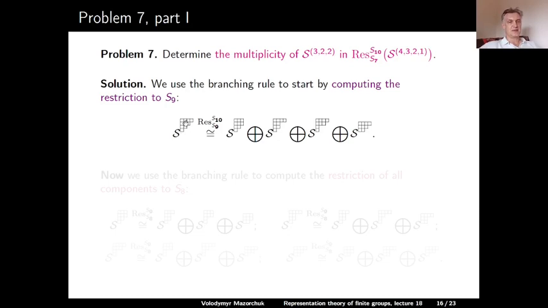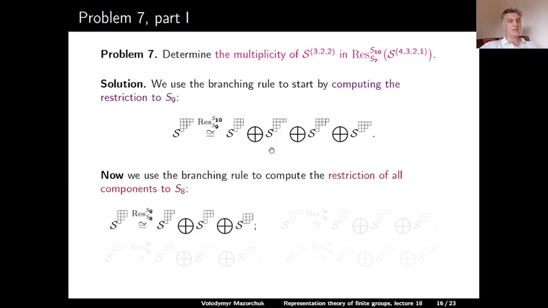If we restrict S(4,3,2,1) to S9, we get a direct sum of Specht modules indexed by partitions obtained from (4,3,2,1) by removing a removable node. If we remove the removable node from the first row, we get (3,3,2,1). If we remove it from the second row, we get (4,2,2,1). From the third row, we get (4,3,1,1). From the fourth row, we get (4,3,2). So now we can apply the branching rule to compute the restriction of each of these 4 components to S8.